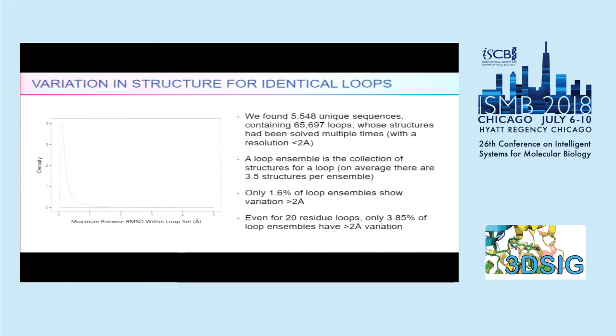So we took the PDB. In fact, we just took everything in it that was better than 2 angstroms resolution crystal structures, and we found just over 5,500 unique sequences that had been solved more than once. So these are complete chains, solved more than once, absolutely identical, and they contain 65,500 loops, from 4 residues long upwards. And we collected what we called a loop ensemble. That's a collection of structures for a given loop in this set. And there were on average 3.5 structures per ensemble. Sometimes we might have had 20 structures for something, other times you might only have a couple.